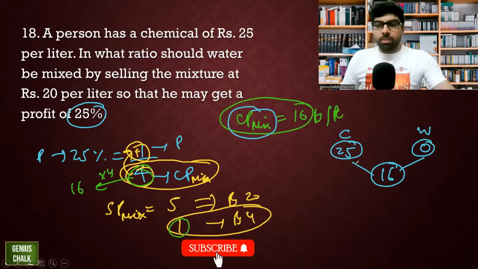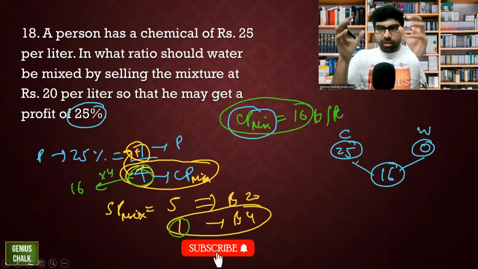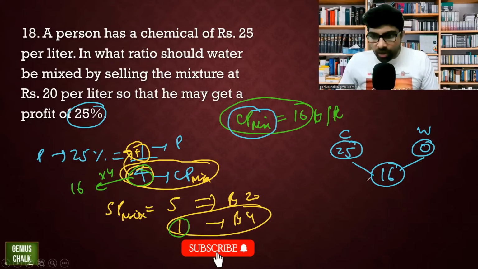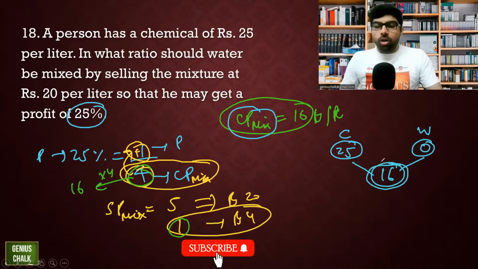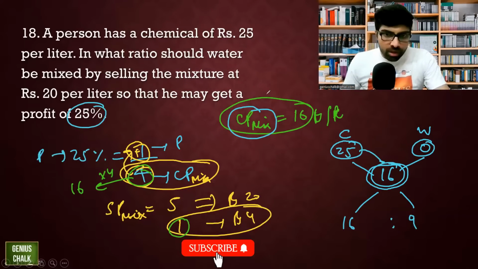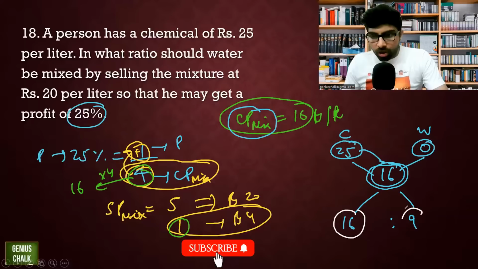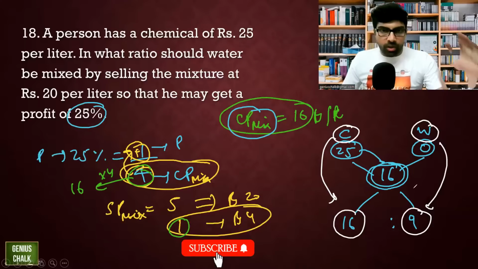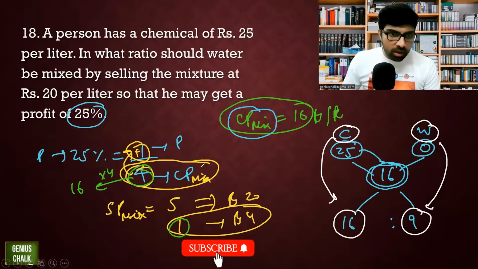Okay. See, it's very simple, basic. If I'm combining two things with cost price, the average price will also be a cost price. It should not be a selling price. So it is 16 minus 0, that is 16, and 25 minus 16, it is 9. Right. So if it is this, that means 16 is to 9. Now, this is my ratio for the question. That means I'll use the chemical in 16 and water in 9 ratio. Right? I hope this is clear.